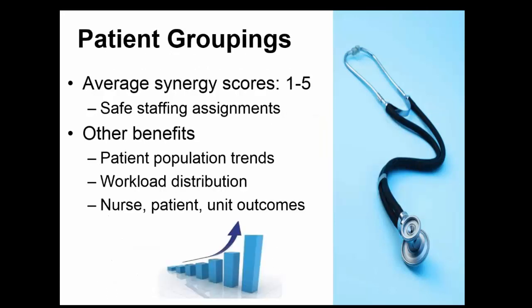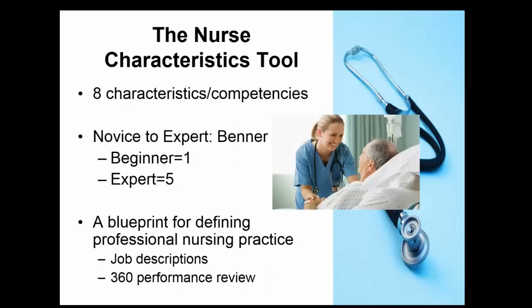So the other thing, I think, I'll give some examples when I talk about the Canadian context, but what I'll do now is just talk a little bit about the other component of the Synergy model, the nurse characteristics tool. It is based on 8 characteristics, and just like the patient characteristics have to be contextualized for the patient population, nurse competencies have to be contextualized for the patient population.